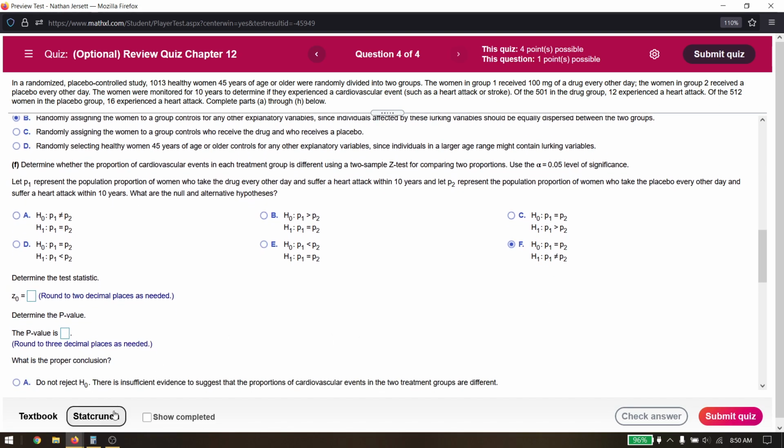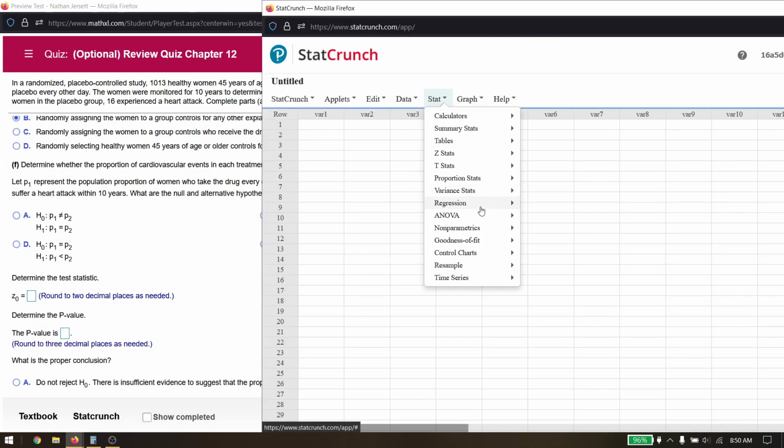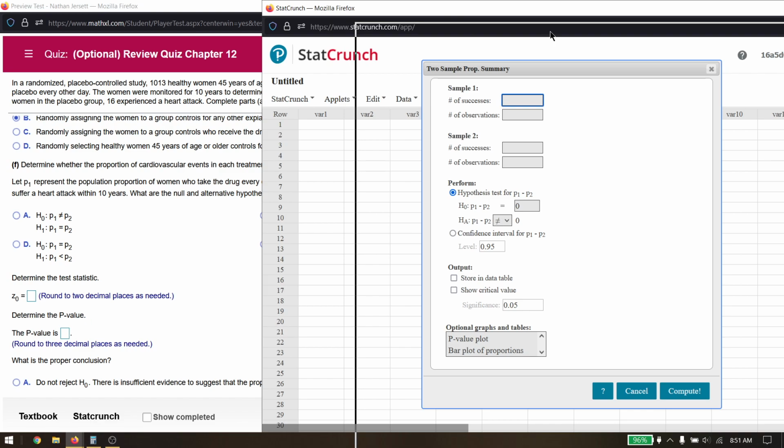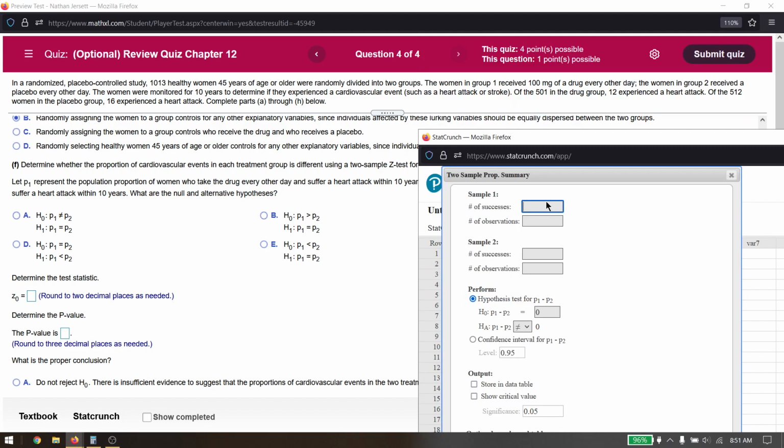Okay, now we can use StatCrunch. And we know this is a 2-sample with summary. Okay, population 1 had 12 out of 501. Population 2 had 16 out of 512. The hypothesis is that they are equal versus not equal.